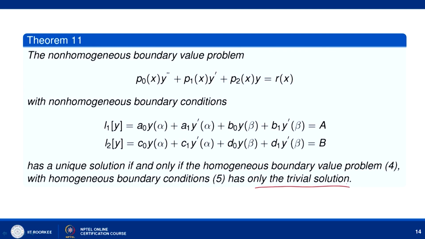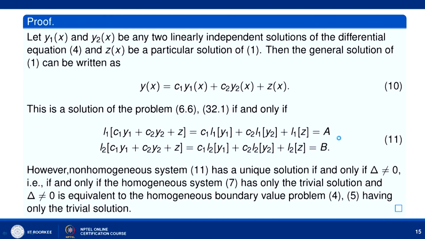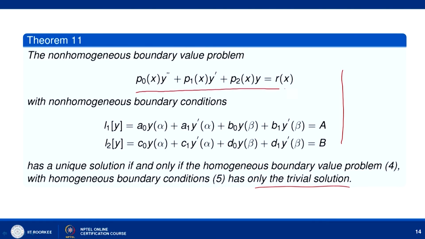So that is why whatever we have discussed is going to be very useful in finding the unique solution for a non-homogeneous boundary value problem. If the homogeneous boundary value problem has a trivial solution, then the non-homogeneous boundary value problem will have a unique solution. Let us see how the proof goes. Let y1 and y2 be any two linearly independent solutions of the differential equation 4, meaning your homogeneous part, and let z(x) be a particular solution of the non-homogeneous equation.